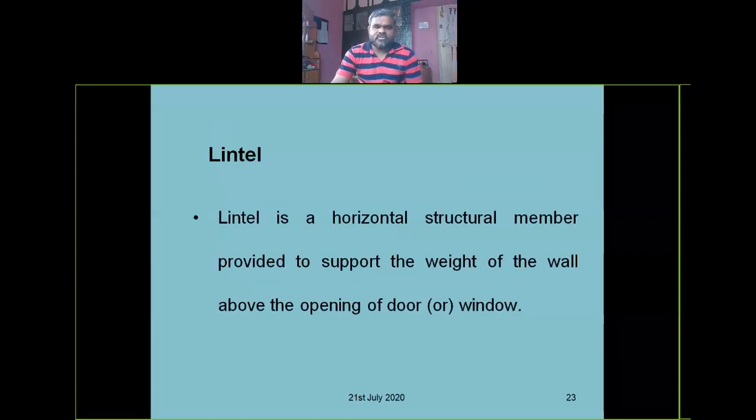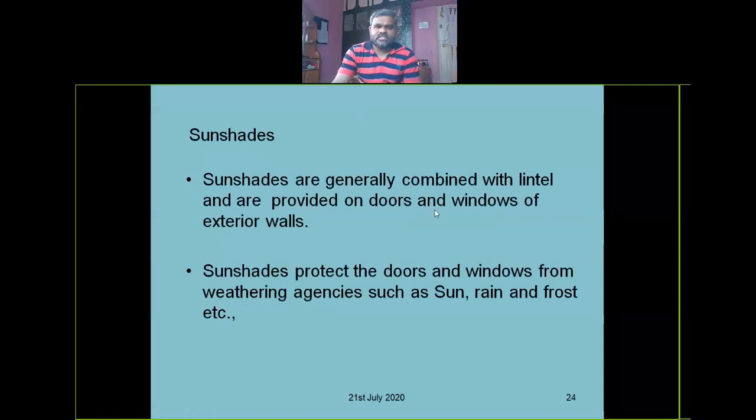Next is the lintel. The upper portion of the window or door is constructed with a lintel. A lintel is a horizontal structural member provided to support the weight of the wall above the opening of a door or window, right? Sunshades. These are extensions from the lintels. Sunshades are generally combined with the lintel and are provided on doors and windows of exterior walls, on the outer side. Sunshades protect the doors and windows from weathering agencies like sun, rain, wind, and frost.